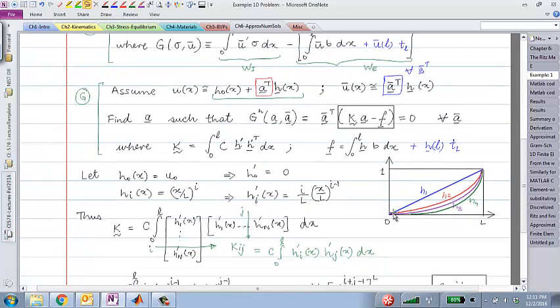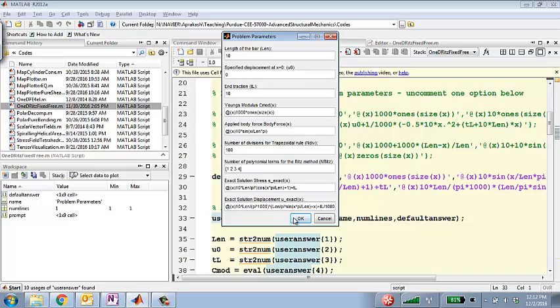But we'll see that if I choose 1 term or 2 terms or 3 terms or 4 terms, what really happens? Of course, we expect the solution to get better. Let's see if that happens. So back to Matlab. I'll say OK here. These things are already entered by default.